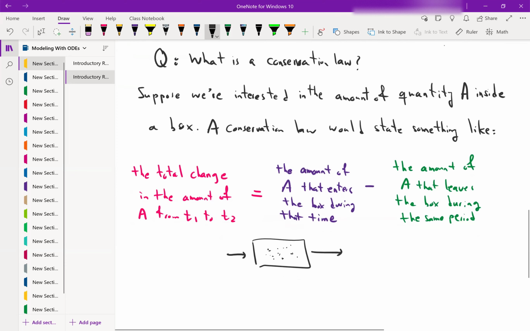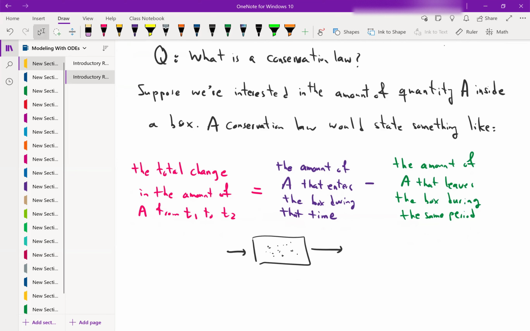Of course, assuming that there is no creation or annihilation of A within the box. So it's under that assumption, that there is no creation of the quantity A inside the box and no annihilation of the quantity A within the box, that this equality should hold.